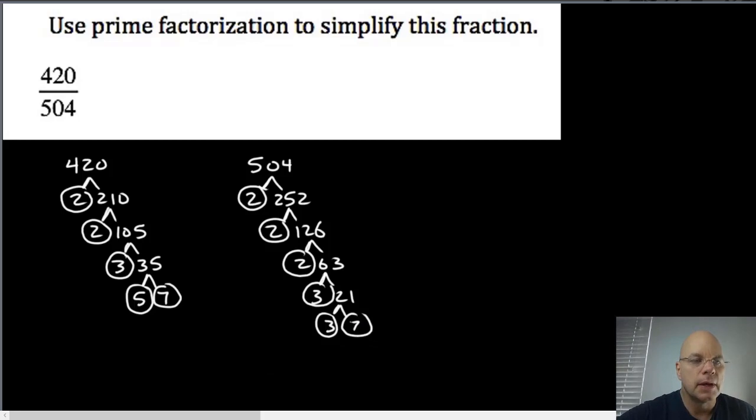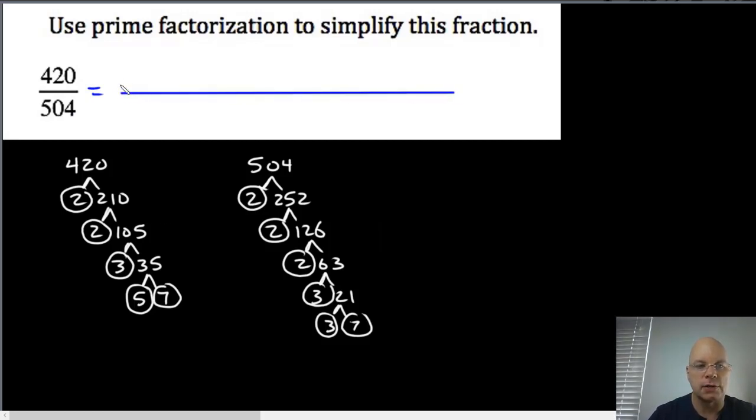So by substituting the expanded prime factorization of 420 and 504 into this fraction, I can then cancel out common factors, which is the same as factoring out ones. So 420's expanded prime factorization is 2 multiplied by 2, multiplied by 3, multiplied by 5, multiplied by 7. And 504's expanded prime factorization is 2 of 2 of 2 of 3 of 3 of 7.